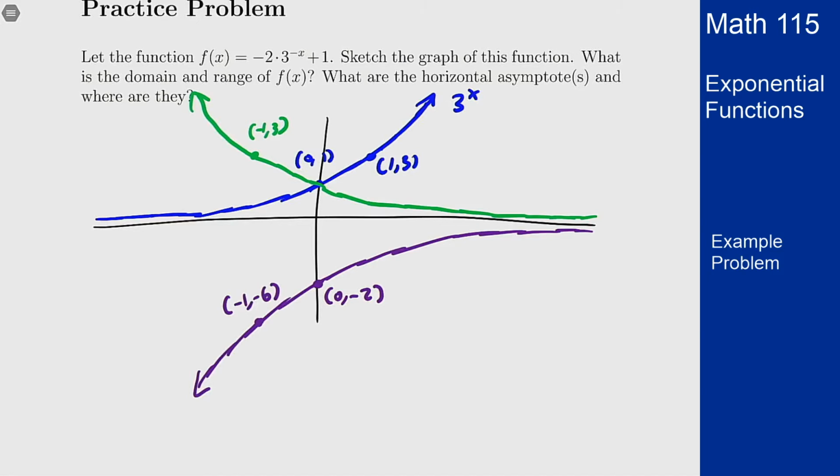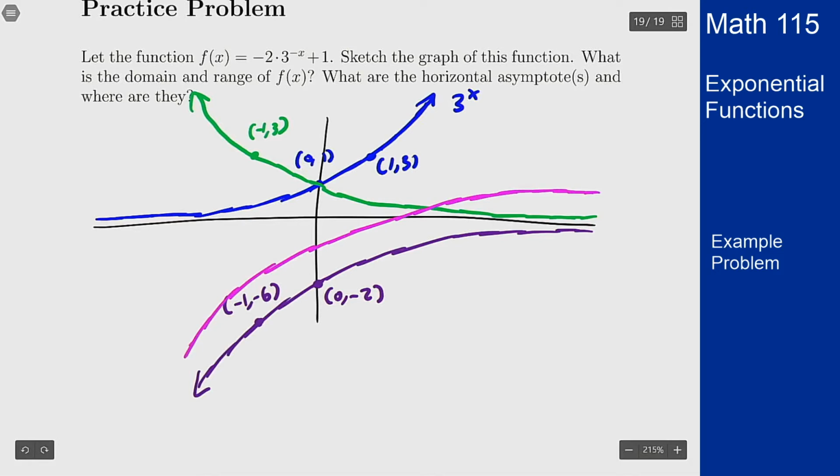Now I'm going to shift up by 1 by adding 1 to the last bit. So I'm going to start over here, come in through here, and take off exponentially. This point here is now going to be at (0, -1), and the point here will be at (-1, -5).